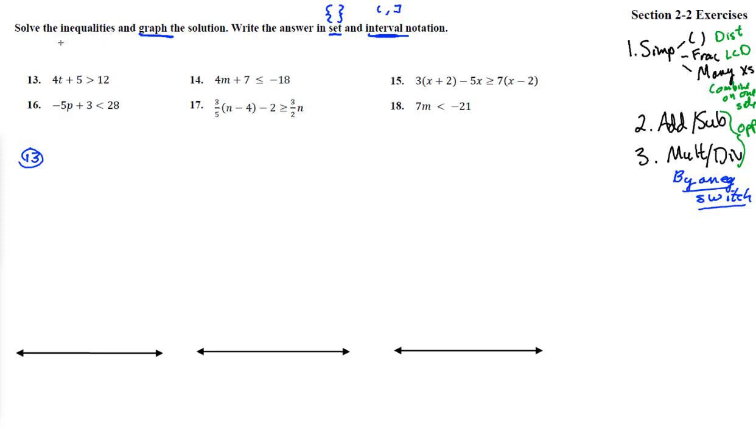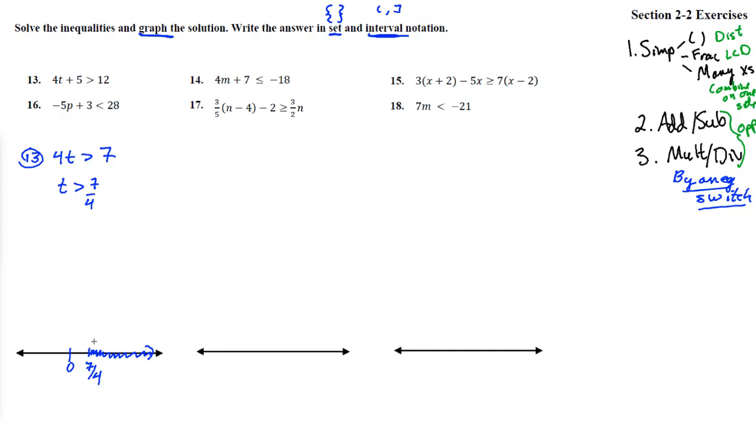So subtract 5 from both sides and we get 4t is greater than 7. Divide by 4 and we get t is bigger than 7/4. Let me write that down. Good. So if here's 0 and there is 7/4, it would be greater than 7/4. So it would head right up there like that and be open.